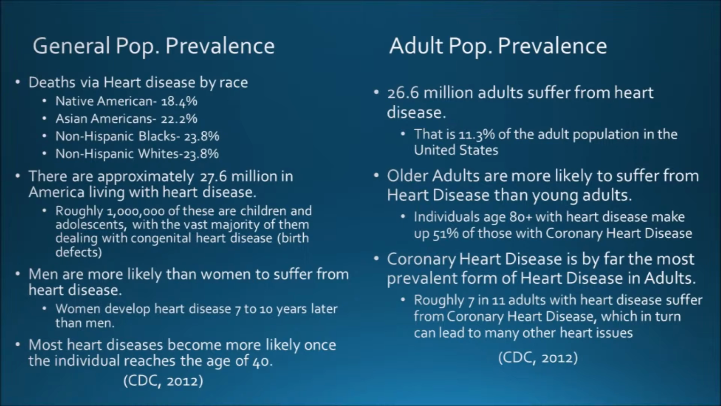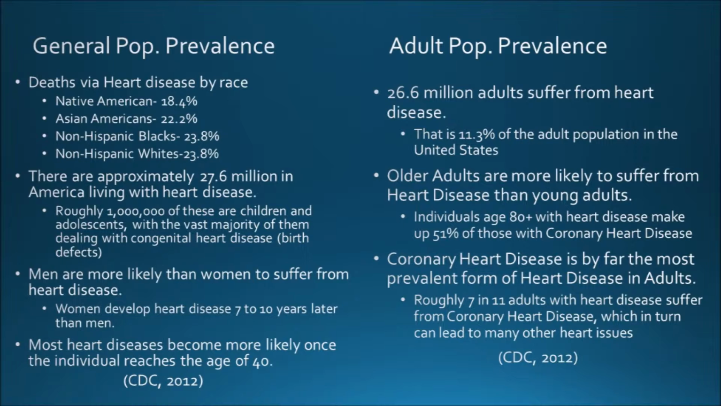In regards to general population prevalence, heart disease varies by race. Native Americans make up 18.4% of heart disease, Asian Americans 22.2%, non-Hispanic blacks and non-Hispanic whites both make up 23.8% apiece. There are approximately 27.6 million people in America living with heart disease. Roughly 1 million of these are children and adolescents, with the vast majority of them dealing with congenital heart disease. Men are more likely than women to suffer from heart disease. Women develop heart disease 7 to 10 years later than men. Most heart diseases become more likely once the individual reaches the age of 40.